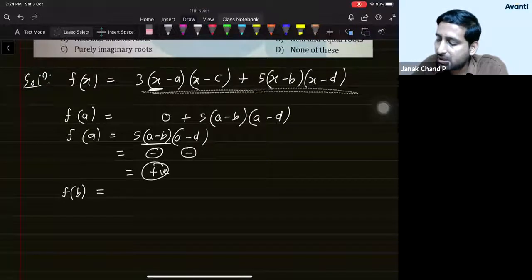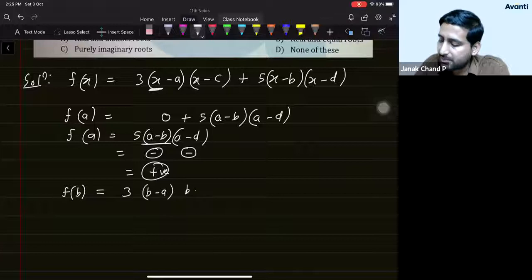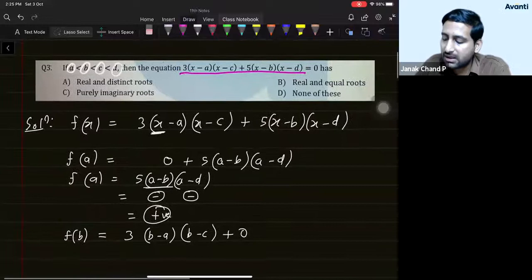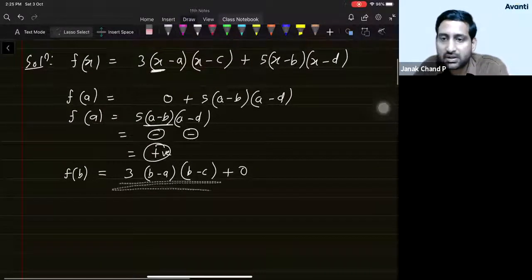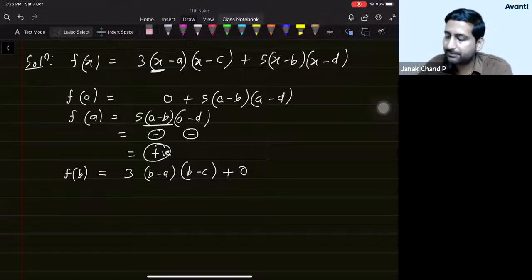In this expression, if I put x is equal to B everywhere, and when I put the B value here, this becomes 0, or the entire thing will become 0. And if I put B here, student, this will result in 3 into B minus A, and then B minus C plus 0. Can anyone tell me what you can say about this particular line? Obviously we cannot say the value, but since they have given information about which one is bigger than which one, we can at least say whether this is positive or negative.